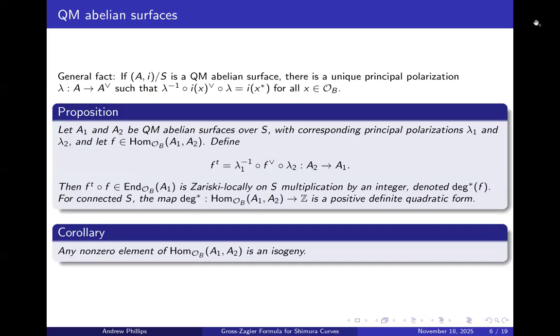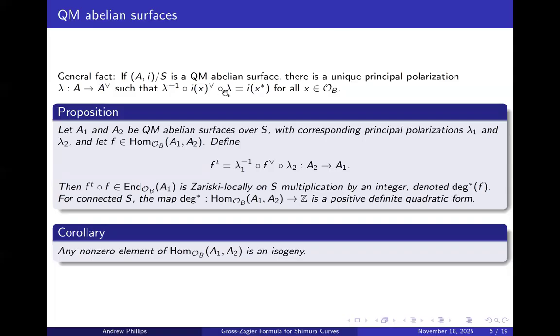I want to talk a little about these QM abelian surfaces over a general base scheme. Like I said, the general fact here is nothing new. It has been around for a while, and I think it's usually attributed to Milne: if you have a QM abelian surface, there is a unique principal polarization on it that induces this. The left-hand side here is basically just the Rosati involution on the endomorphism algebra.